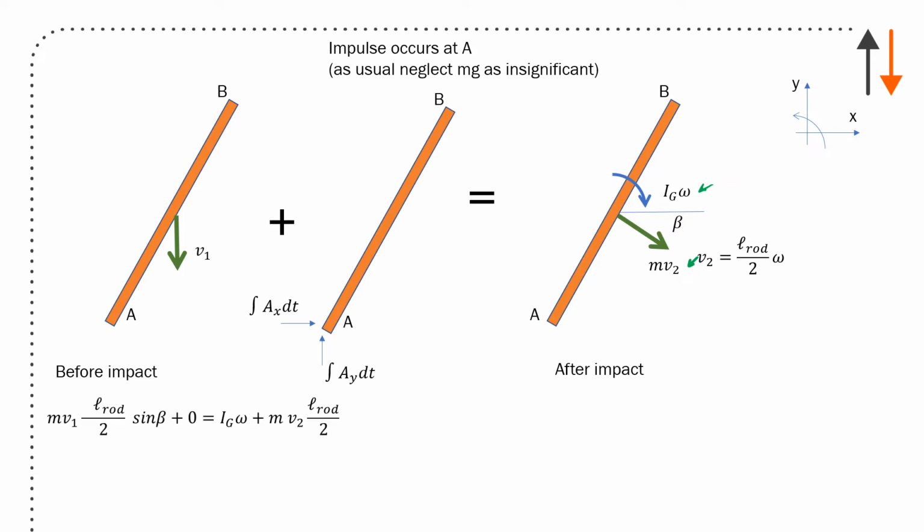So I can do that. I will have a translational component, that is m V1 times L rod over 2 times sine beta. That's essentially a moment arm of the linear momentum, plus 0, which is the impulse, which is going to be 0 because A is acting 0 away. Here I have the angular momentum, and here I have the linear momentum times its moment arm from the center.